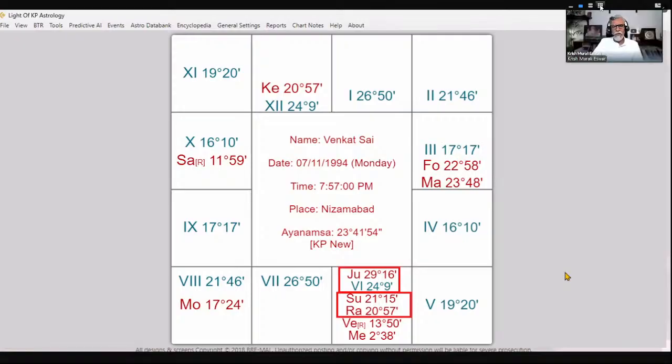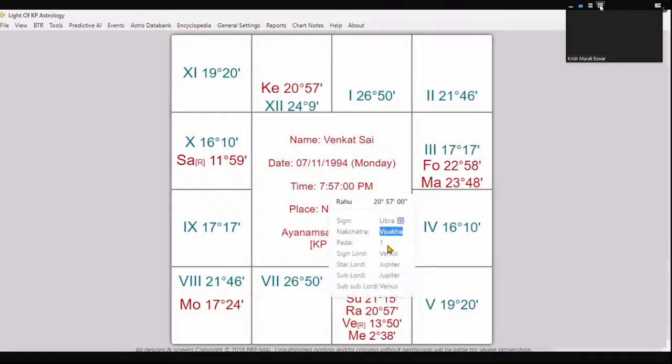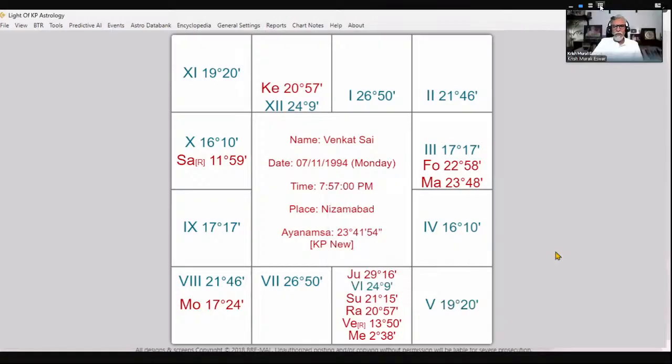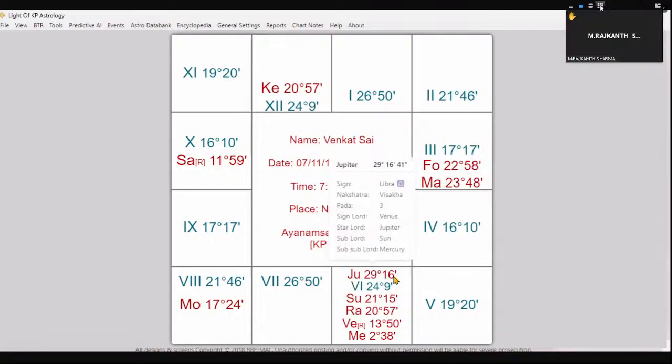They both will give the 6th house result. They both will give Jupiter's results also because both of them are in Jupiter's star. As you can see here, Rahu is in Vishaka Nakshatra, Jupiter's star. Sun is in Vishaka Nakshatra, Jupiter's star. So both will give the result of Jupiter very strong. Okay, sir. Understood, sir. Yes.